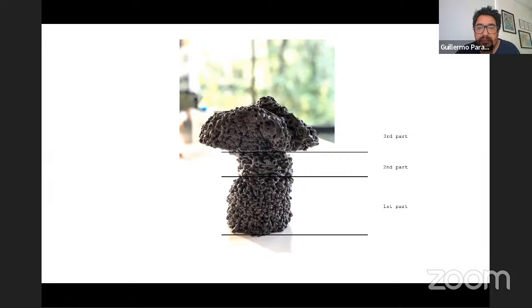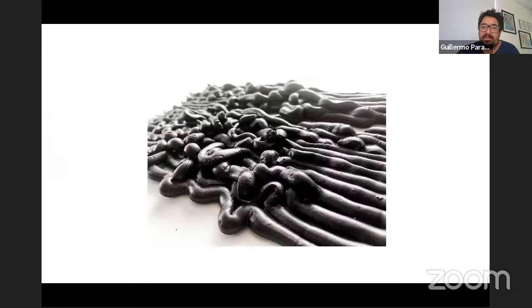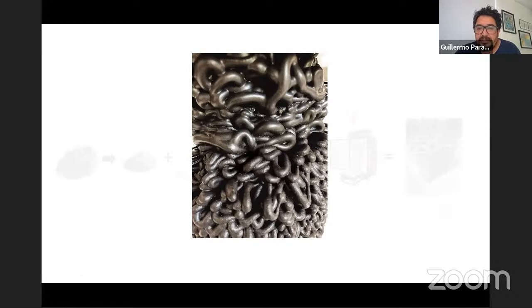Or simple planes and printings in order to create claddings, for example. And bigger expressions like this one. So it's amazing, the expression of the piece.